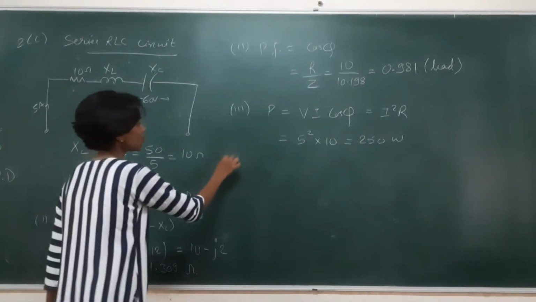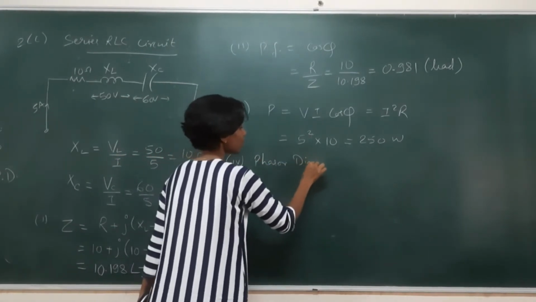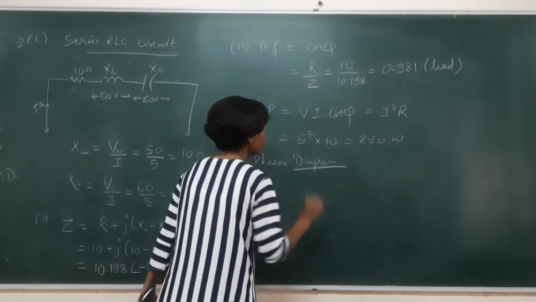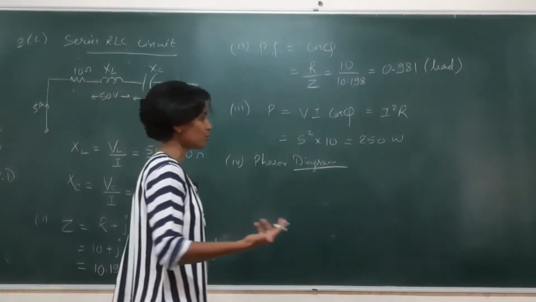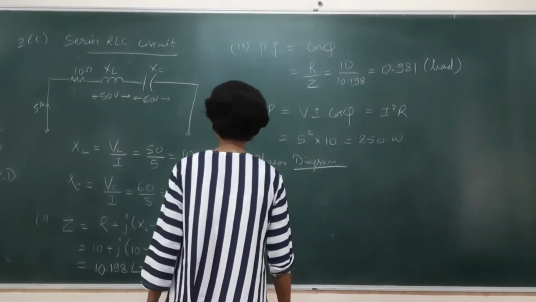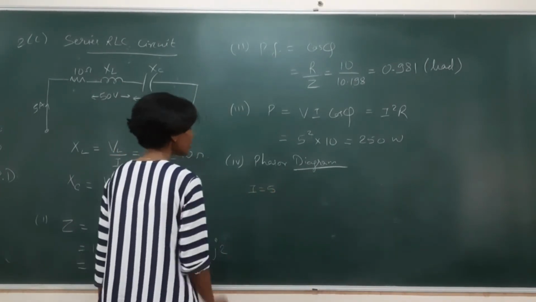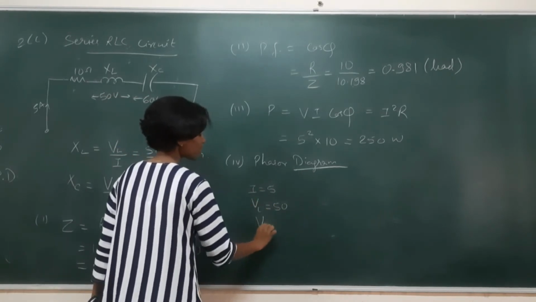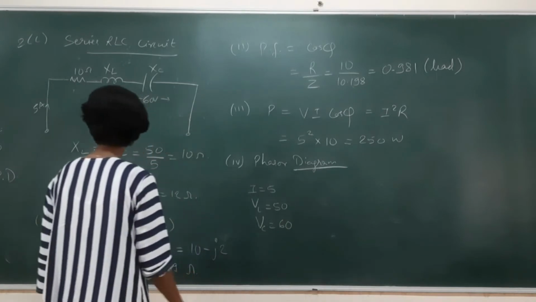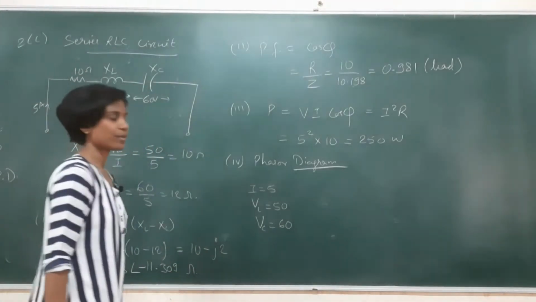Now the last part, we have to draw the phasor diagram for this circuit. It is very important because we have several pieces of information here, so what should be mentioned and how is important. You should focus here. What are the different quantities we have? We have the supply current, that is 5 ampere. We have the voltage across the inductor, that is 50 volts, and the voltage across the capacitor, that is 60 volts. So these three terms should be represented in the phasor diagram.